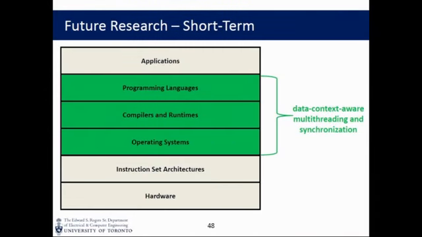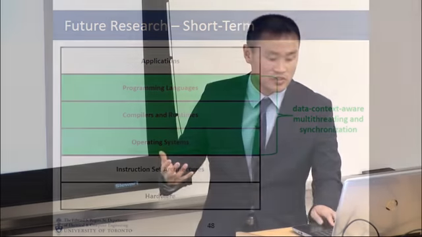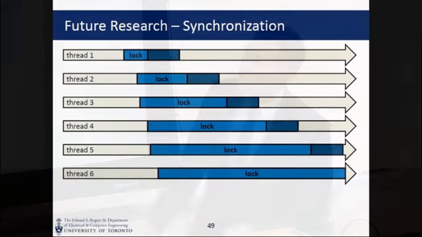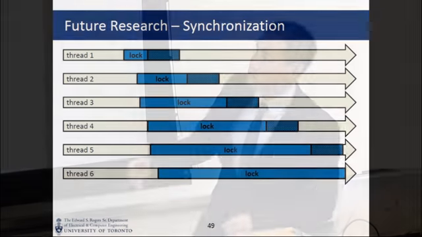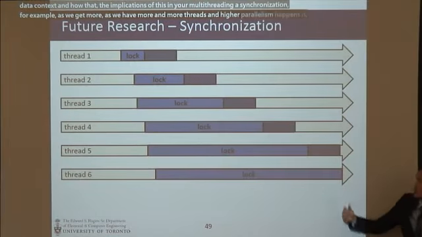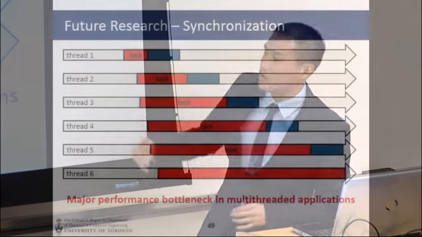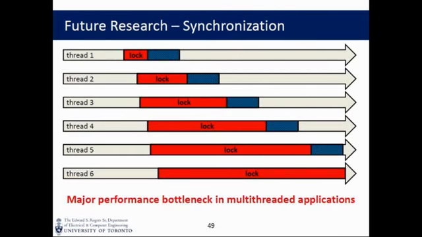And then moving up the stack, we can look at this notion of data context and its implications for multi-threading and synchronization. For example, as we have more and more threads and higher parallelism, even for a tiny critical section, we have this large locking overhead, a major performance bottleneck in having to deal with synchronization, even though the underlying critical sections tend to be very small.